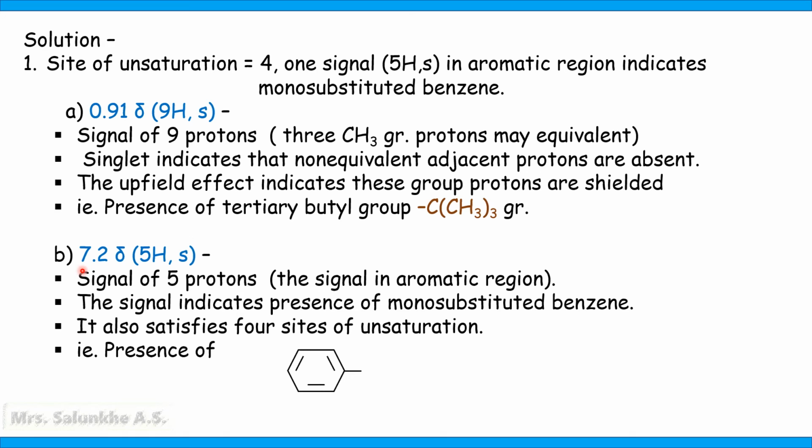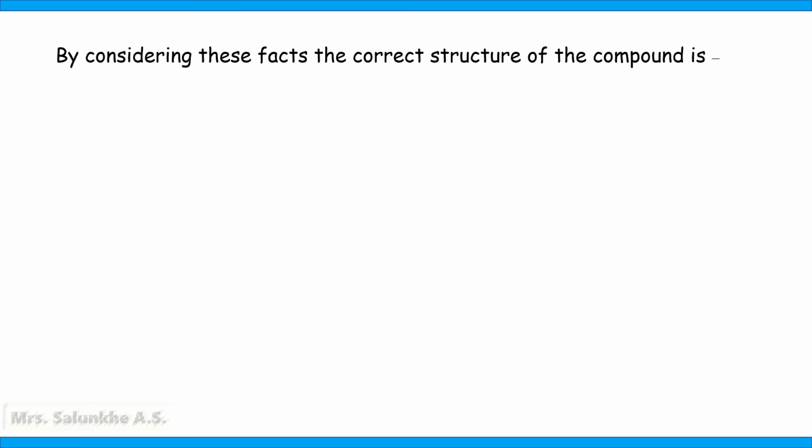The next signal is 7.2 5H singlet. This is the signal of 5 protons, and that region is the aromatic region, and the signal indicates the presence of monosubstituted benzene. It also satisfies 4 sites of unsaturation, and this is a monosubstituted benzene. And this is a very simple example, and by considering these facts, the structure of the compound is like this.